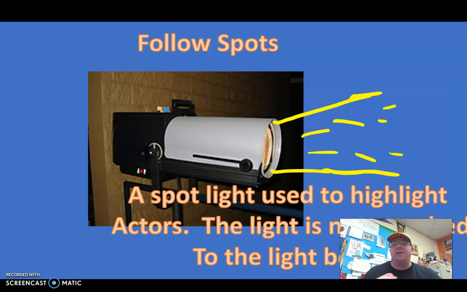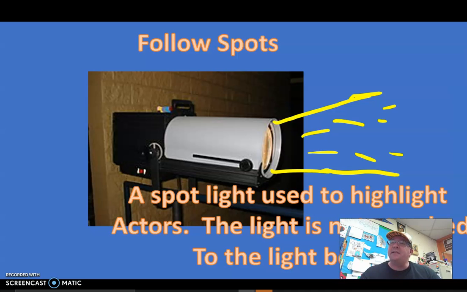And the last thing I want to cover in part one here is the follow spot. So a follow spot is any kind of spotlight you use to highlight an actor on stage. The light may or may not be attached to a light board. What that means is that it may or may not be computerized. Most follow spots, especially in the older times, were all just person handled, and somebody would move them around and follow the person on stage. That's the way ours are in our theater as well.